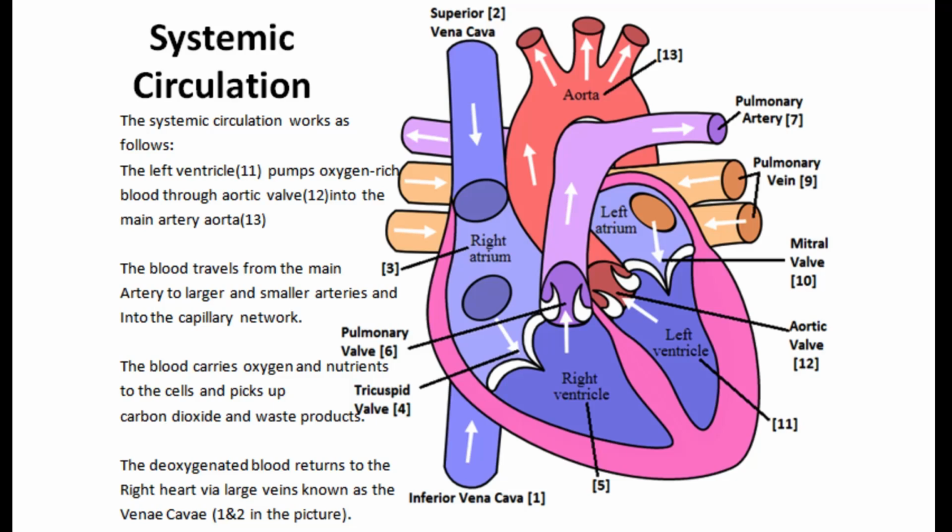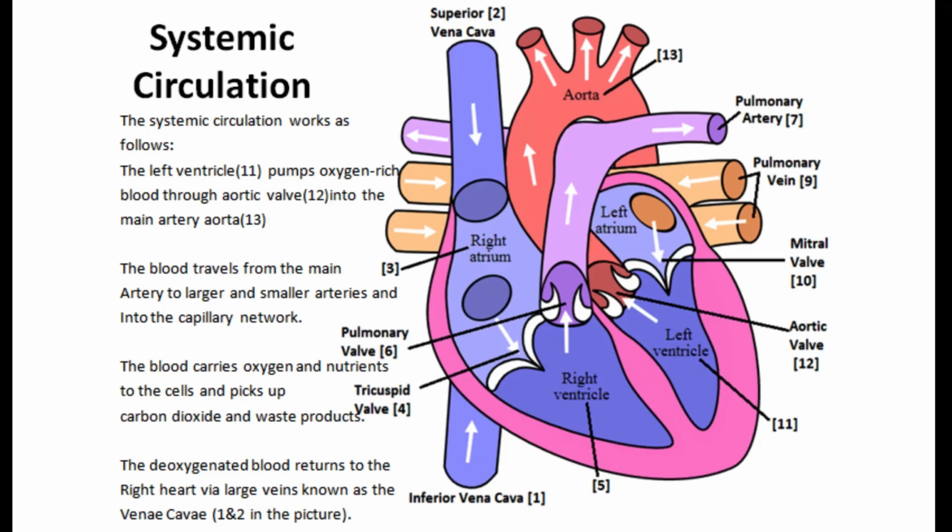The blood travels from the main artery to larger and smaller arteries and into the capillary network. This blood carries oxygen and nutrients to the cells and picks up carbon dioxide and waste products. The deoxygenated blood returns to the right heart via large veins known as the vena cava, which I denoted by number 1 and 2. So that's about systemic circulation.